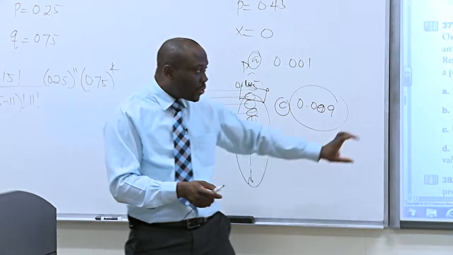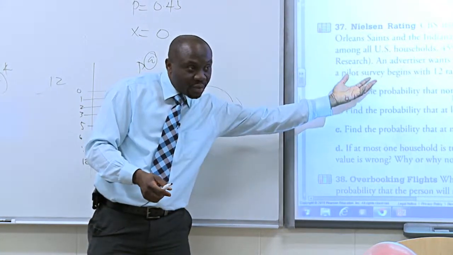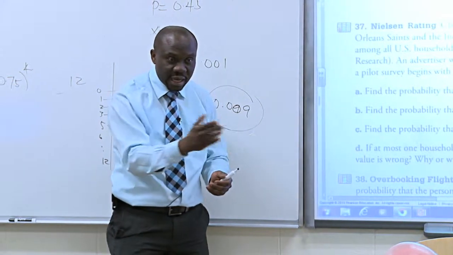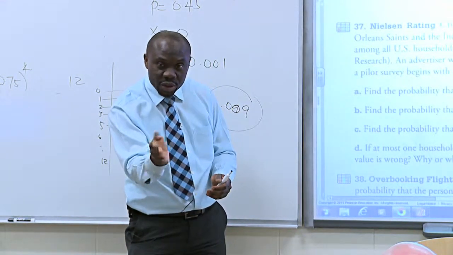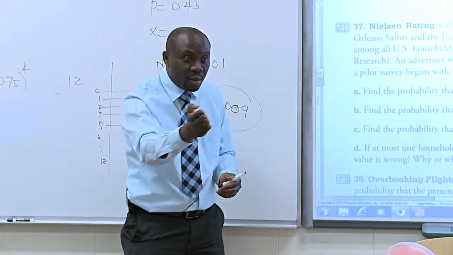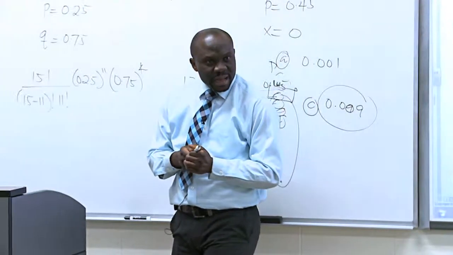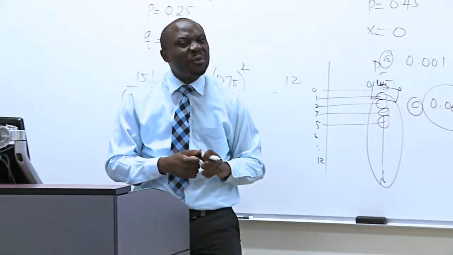Whereas, if we were to think about the question from the way it was given, you pick the first household. Are they watching? Are they not watching? Put it aside. Second household. Are they watching? Are they not watching? So you don't know. You want to find out what is the percentage that they will be watching that. I think it's a good critical thinking question for homework.